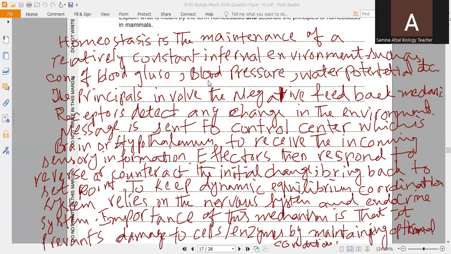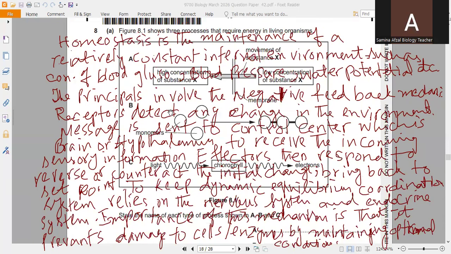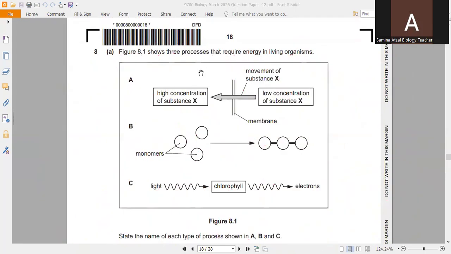So that was all about question number 7. Now moving towards question number 8. The figure shows three processes that require energy in living organisms. For example, in A you can see a lower concentration of substance moving through a membrane towards a high concentration of substance. It means this is active transport.